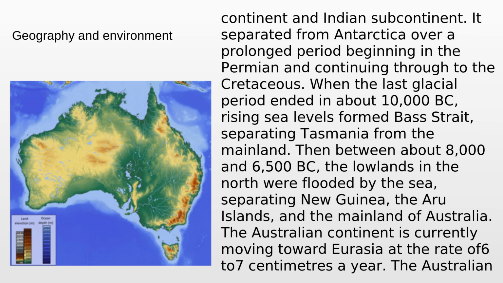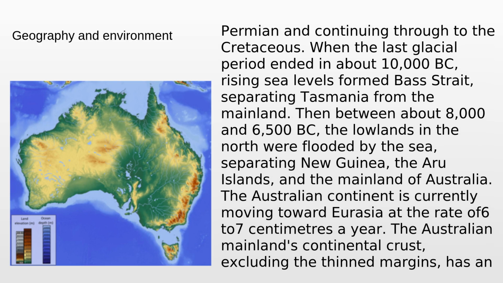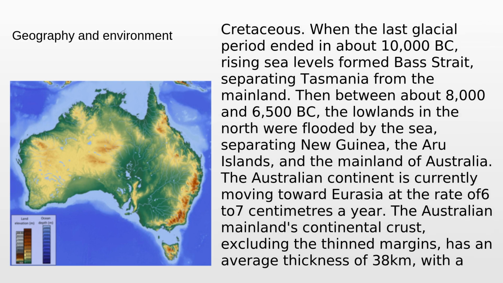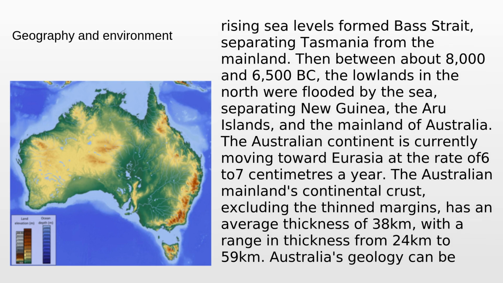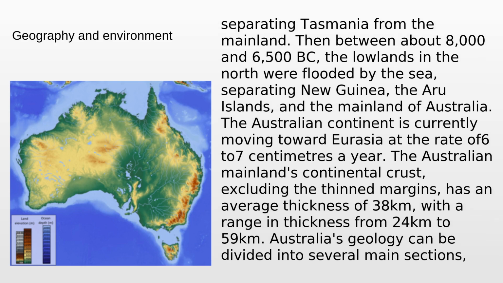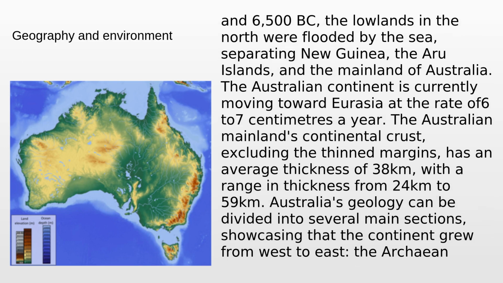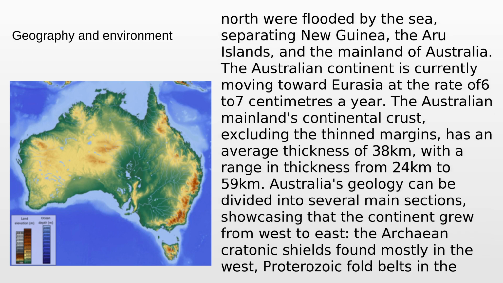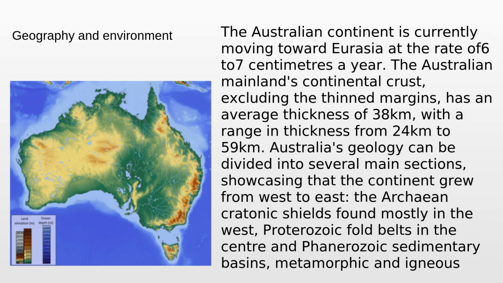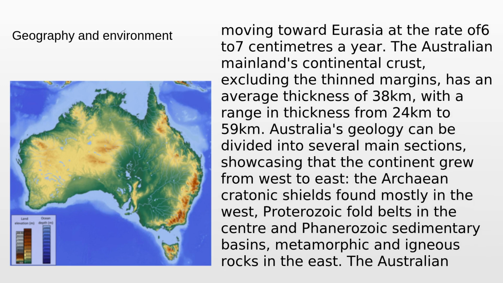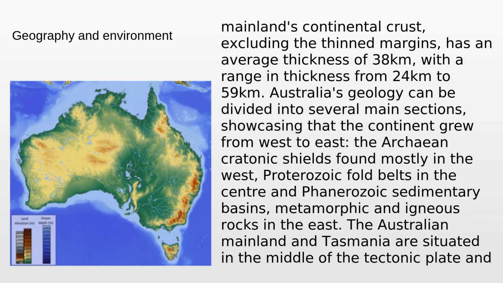The Australian continent began to form after the breakup of Gondwana in the Permian, with the separation of the continental landmass from the African continent and Indian subcontinent. It separated from Antarctica over a prolonged period beginning in the Permian and continuing through to the Cretaceous, when the last glacial period ended in about 10,000 BC. Rising sea levels formed Bass Strait, separating Tasmania from the mainland. Then between about 8,000 and 6,500 BC, the lowlands in the north were flooded by the sea, separating New Guinea, the Aru Islands, and the mainland of Australia.